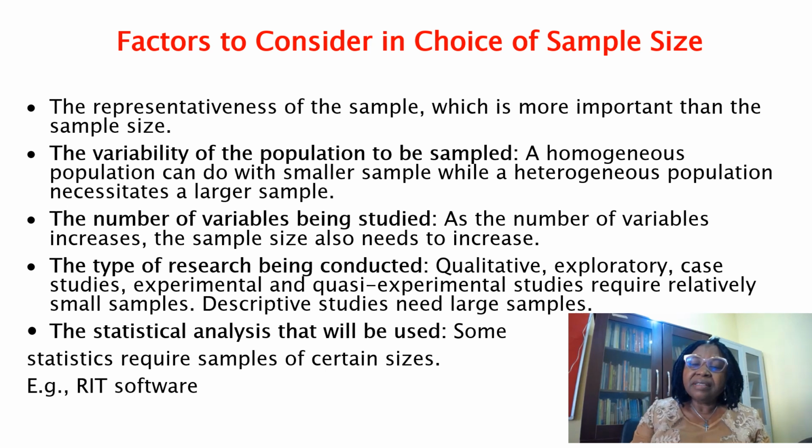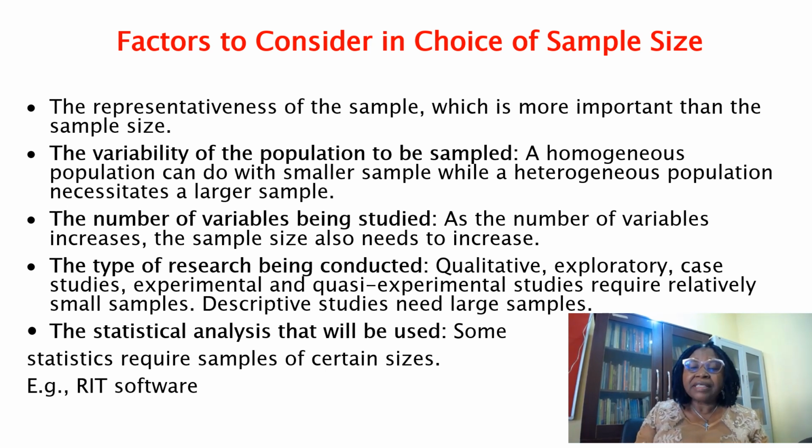Factors to consider in choice of a sample size. The representativeness of the sample, which is more important than the sample size, is normally considered. Another thing we consider is variability of the population to be sampled. A homogeneous population can do with a smaller sample, while a heterogeneous population necessitates a larger sample. The number of variables being studied: as the number of variables increases, the sample size also needs to increase.